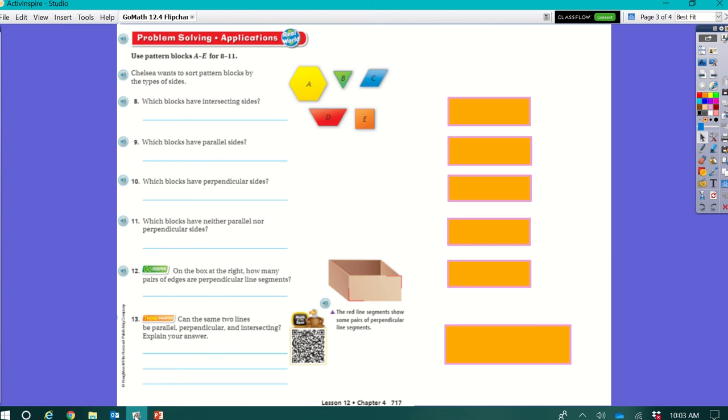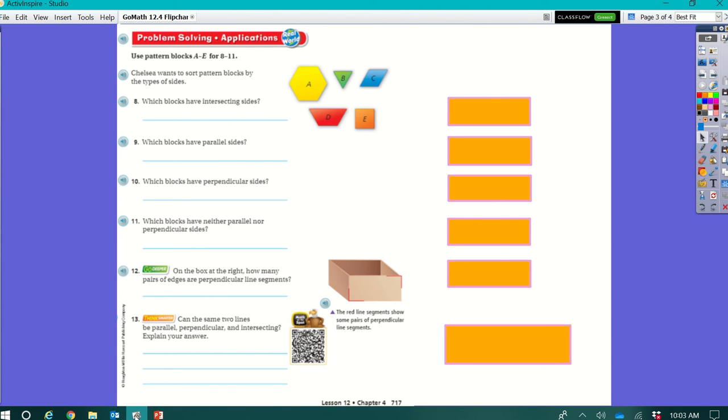So what we're going to be doing is looking at these 5 models, the pattern blocks, A, B, C, D, and E, to answer the questions. We're going to look at them and categorize them depending on their lines. It says Chelsea wants to sort pattern blocks by the types of sides. Number 8, it says which blocks have intersecting lines.